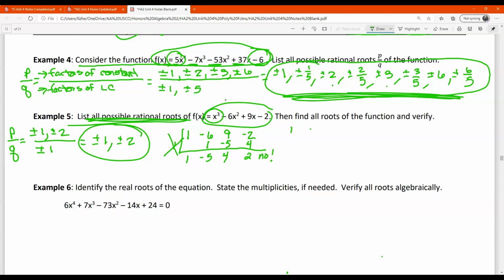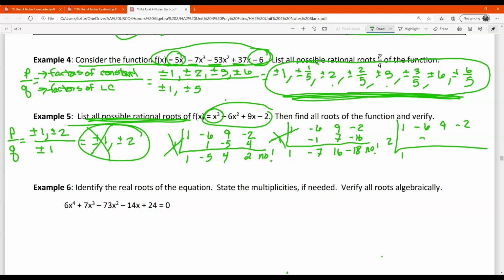Then you do it again. 1, -6, 9, -2. Try -1. 1, -1, -7, 7, 16, -16, -18. No. So -1 is also not a root. So we've ruled those out. So now we'll try 2. 1, -6, 9, -2. Stick a 2 in there. -8, 1, 2. Oh, yay, happy day. We found a root. Positive 2 is a root.